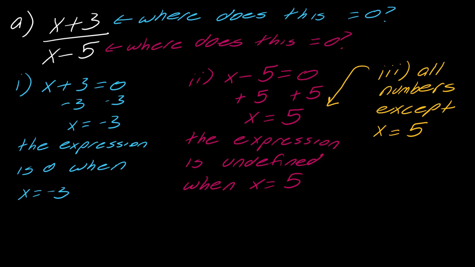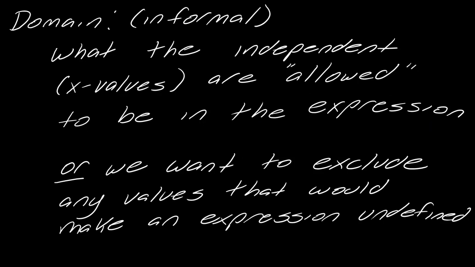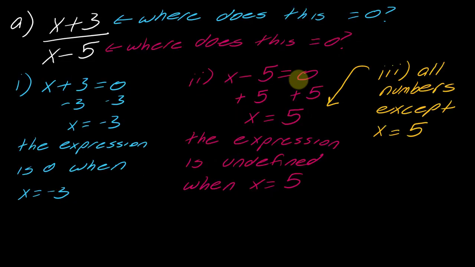So again, if you just want a reminder of what it actually means to be the domain, the domain is what the independent values are allowed to be. That's really what we're stating when we say the domain. So if I come back to this question here, what is the domain of this? It's any number except for 5. That's what the domain actually is.